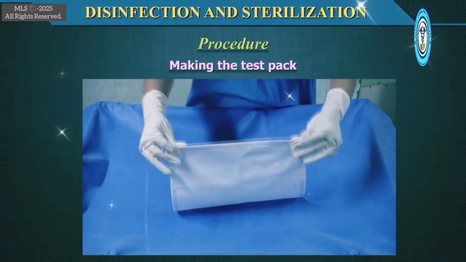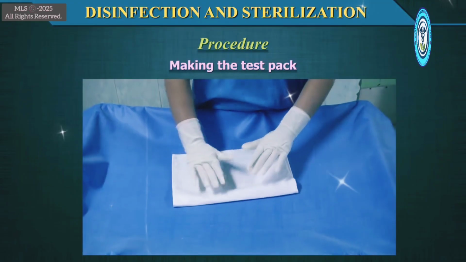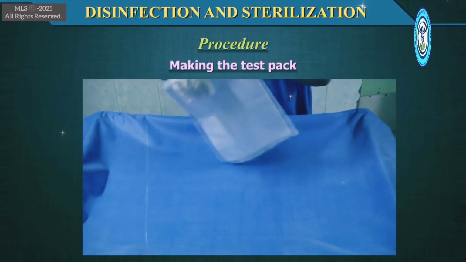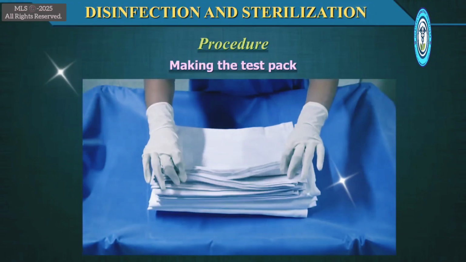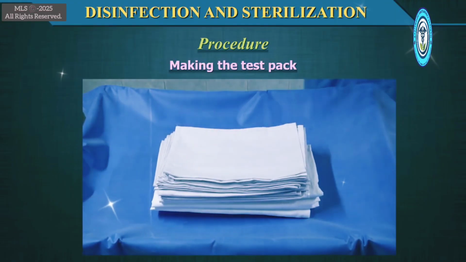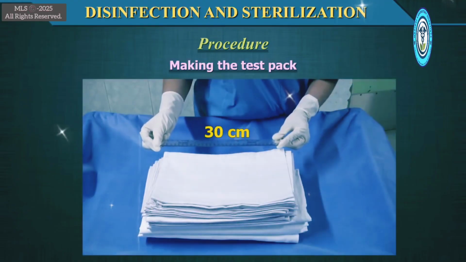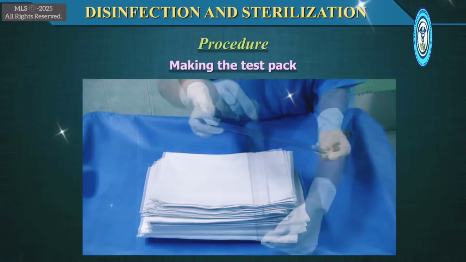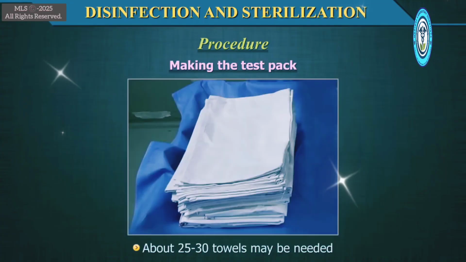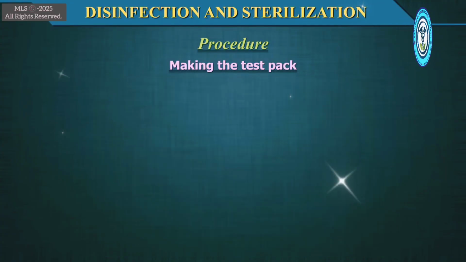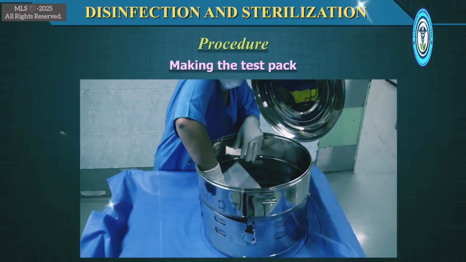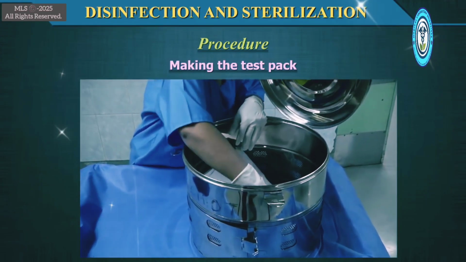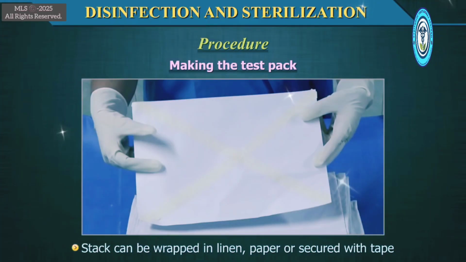Procedure: making the test pack. Each towel should be folded in half 3 times to provide 8 thicknesses and placed one on top of the other to form a stack of 30 centimeters by 22 centimeters by 27 centimeters. About 25 to 30 towels may be needed. The stack may be placed in a dressing casket or a box made of cardboard or metal which is not airtight. The stack can be wrapped in linen, paper, or secured with tape.